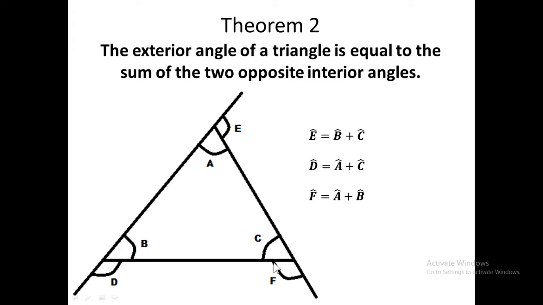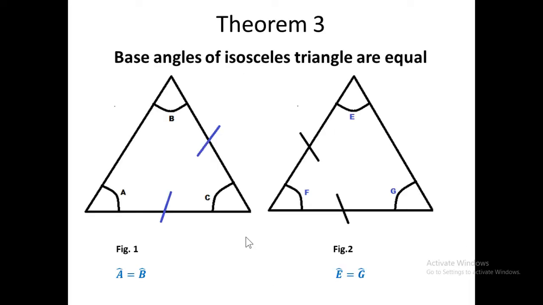Don't forget that the exterior angle of a triangle, not of any other shape, but of a triangle, is equal to the sum of the two opposite interior angles of that triangle. That's the second theorem. The third theorem says that the base angles of isosceles triangles are equal. The base angles of an isosceles triangle are equal.